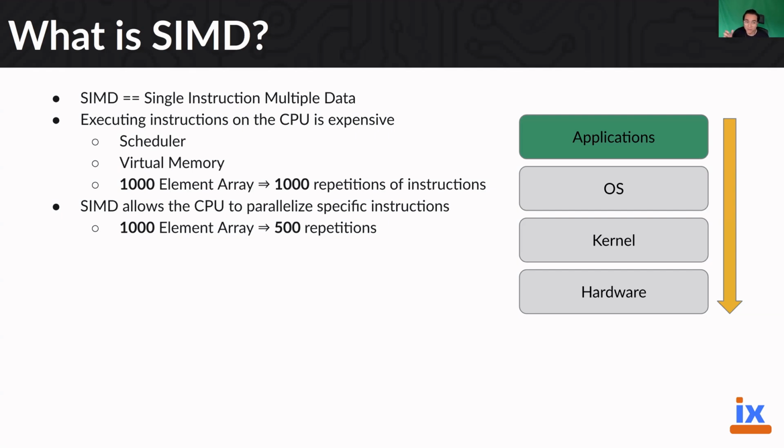Imagine we have a 1,000 element array, but instead of having to do 1,000 repetitions to calculate what we need, perhaps we can do 500, or maybe 250, or maybe 125, maybe even 62. This depends a lot on the hardware that you're running. But what we're trying to do is reduce the number of instructions we need to process a set amount of data.